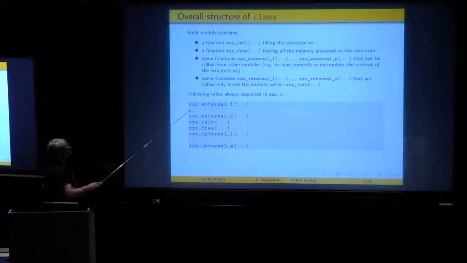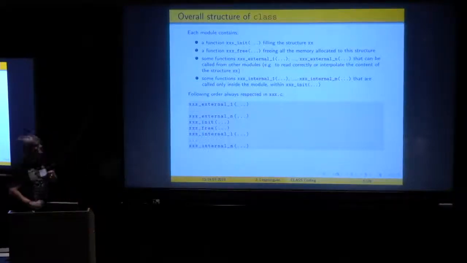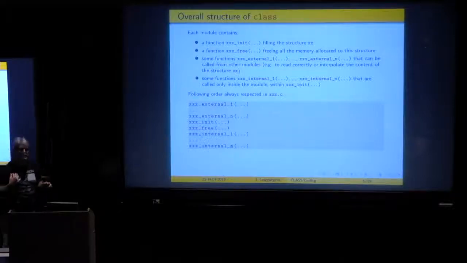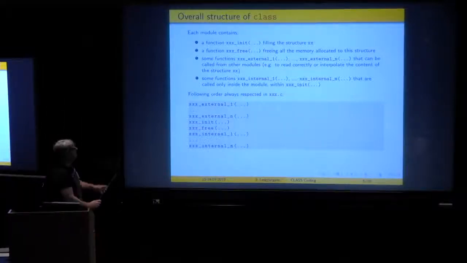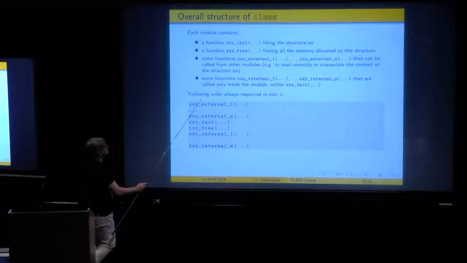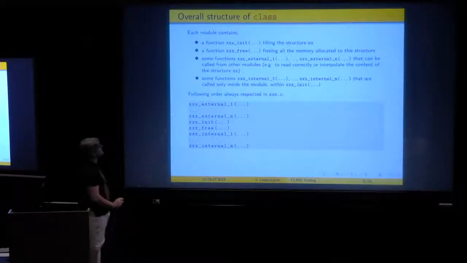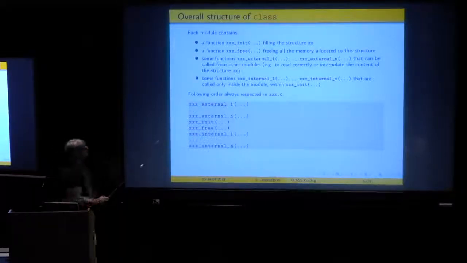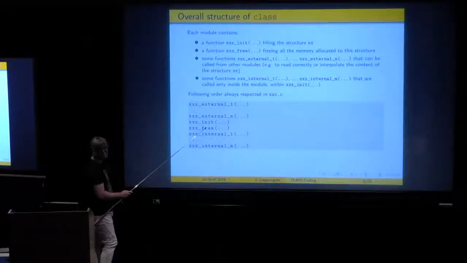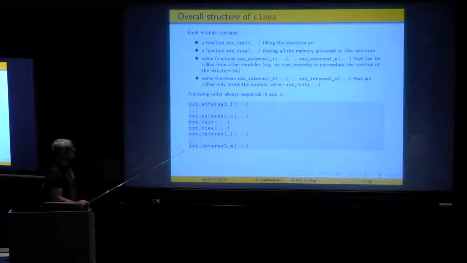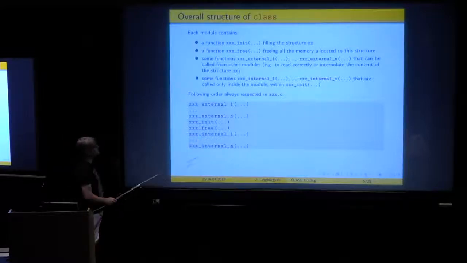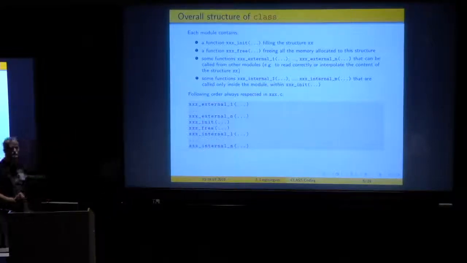The external functions are always written first in the file. It makes sense because these are the functions which are exposed to other modules. So you should be very well aware of them, and this is why they are at the beginning. Then you always find init and free, and then you find all the internal functions. And when you become familiar with the code, you will see that the same naming conventions are used across the different modules.